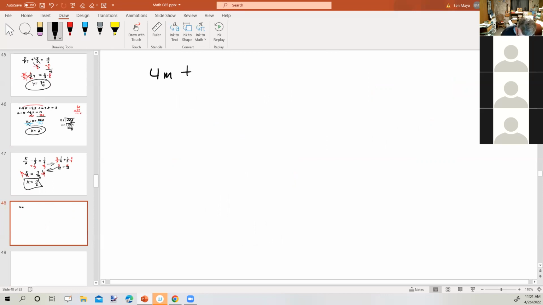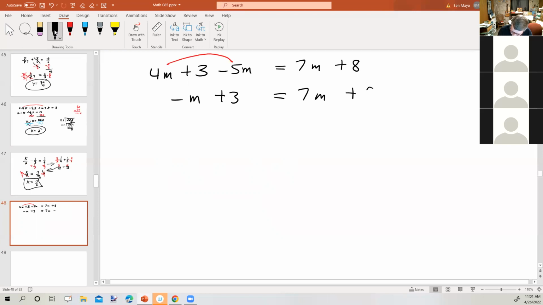4m plus 3 minus 5m equals 7m plus 8. I know it looks like things keep getting bigger and bigger and more complicated, and you're right, they are. So the first thing we're going to do is simplify each side of the equation as much as we can. So on the left, we'll combine like terms. 4m minus 5m is negative 1m or negative m, and then plus 3. And on the right side, there's nothing we can do.